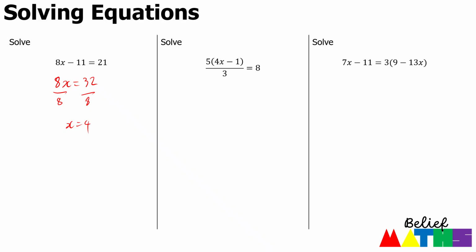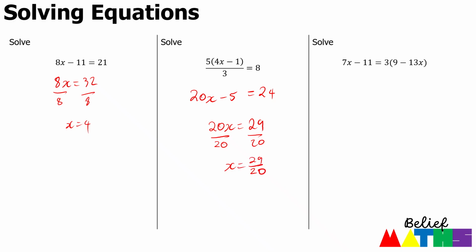The second one, we can do these two steps in one. We're going to multiply by the 3, 8 3s are 24, but then we're going to expand the brackets at the same time. It gives 20x minus 5. We can do those as separate steps, but it's just a little bit quicker to do it like that. Adding our 5 then to both sides, we get 20x equals 29. And then, like we did before, divide both sides by 20, x equals 29 over 20.